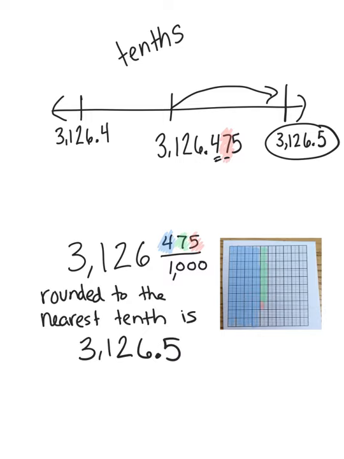Okay, so you know your teachers are always going to want you to write your answers in a sentence. So the sentence you should have is: 3,126 and 475 thousandths rounded to the nearest tenth is 3,126 and 5 tenths.